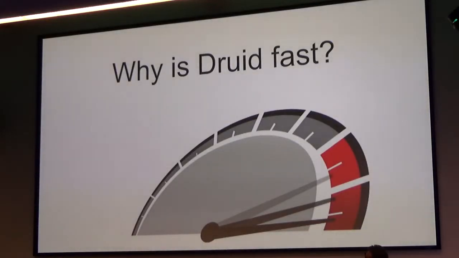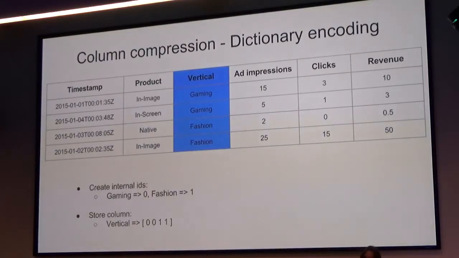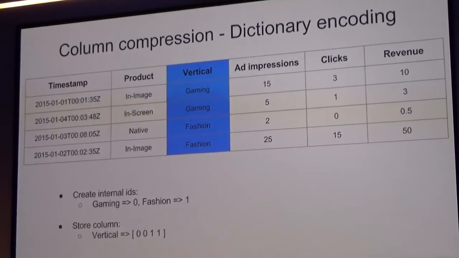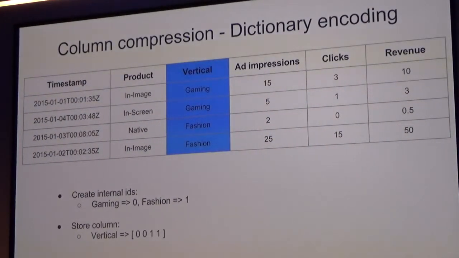So now that you understand more or less what a Druid cluster looks like, we can try to explain why Druid is fast to query. Druid is fundamentally a columnar data store, so it stores your data in columns. For those who are familiar with columnar data stores, you will understand that that's one of the main reasons why it's good and fast at aggregating your metrics over a set of specific dimensions.